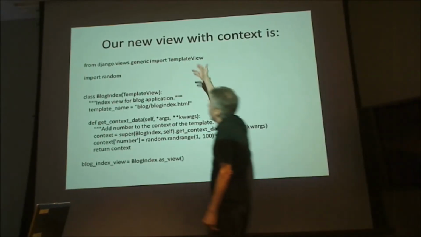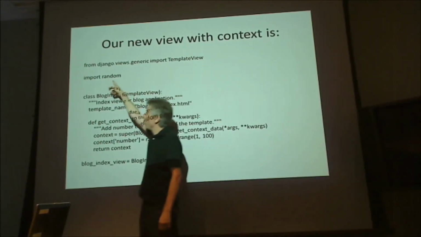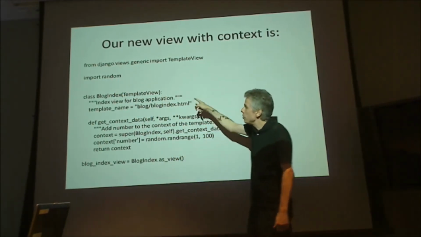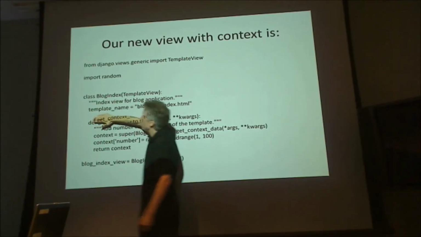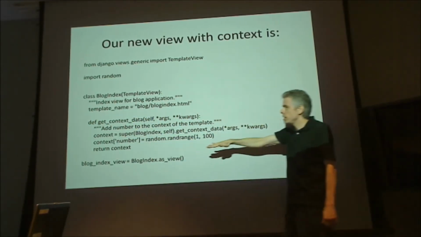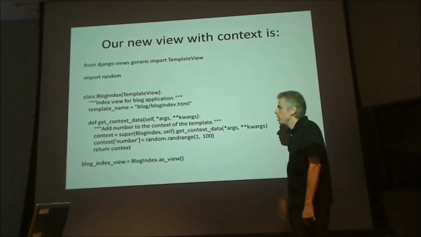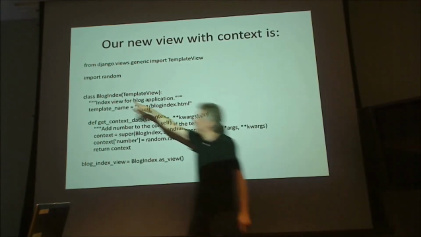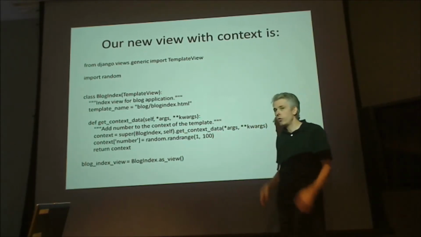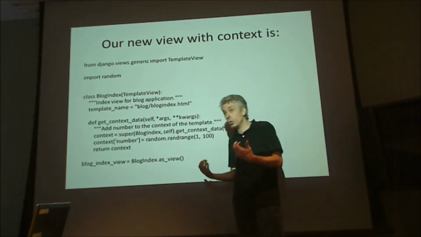So here we go. Template view, we did that a moment ago. Random, you may or may not have used that, but it's the random library. Here's our view, just like you saw it moments ago. Now I'm adding to the context, and I do that by supering the get context data call from that view.